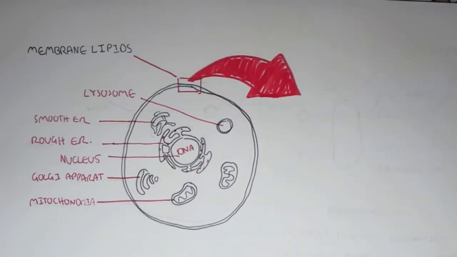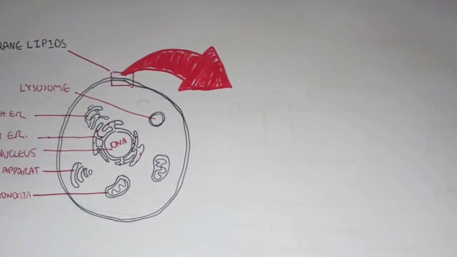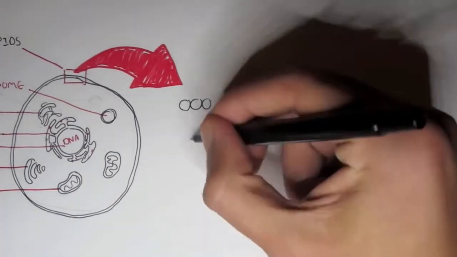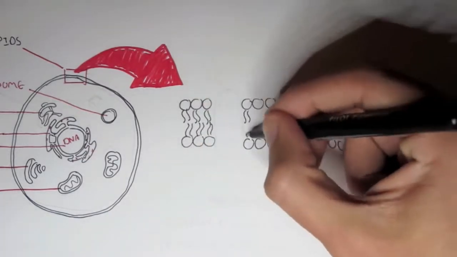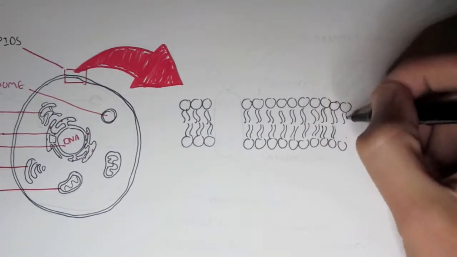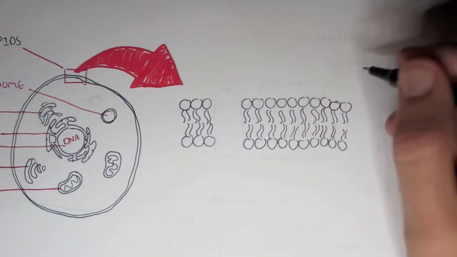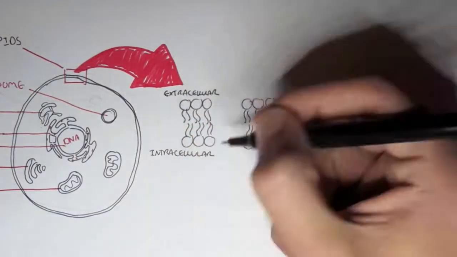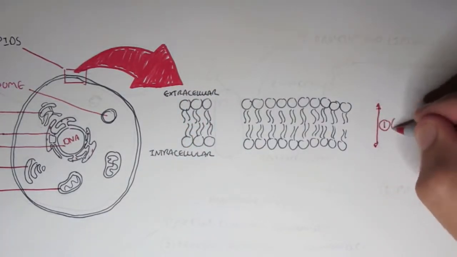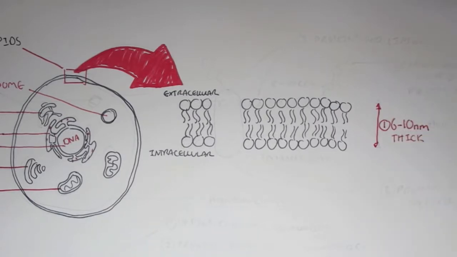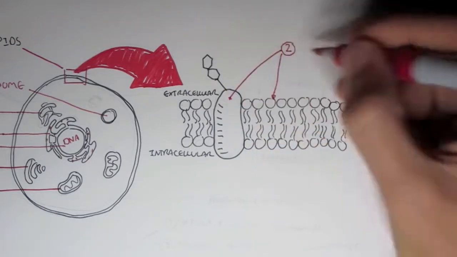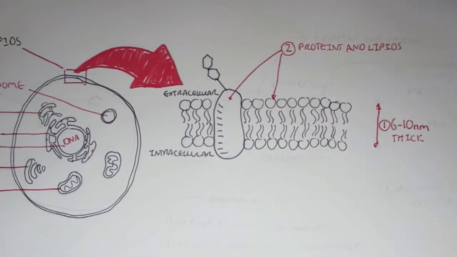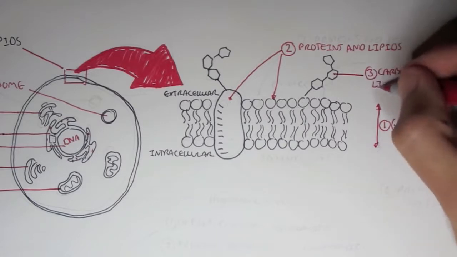If we zoom into the structure here, a typical lipid membrane, cell membrane, what role does it have in the cell? Here we have the typical cell membrane. We have the extracellular fluid, the outside of the cell, and the intracellular fluid, the inside, the cytoplasm. A typical cell membrane is about 6 to 10 nanometers thick. It also consists of proteins and lipids. Here's a protein and here's a lipid. Carbohydrate chains or monosaccharides are also linked to the proteins or fats itself.